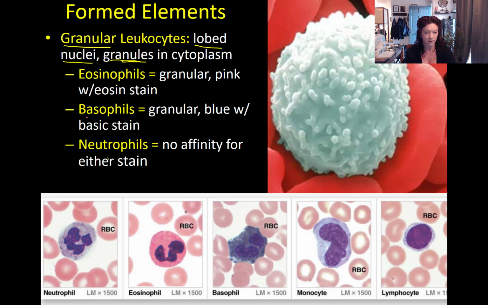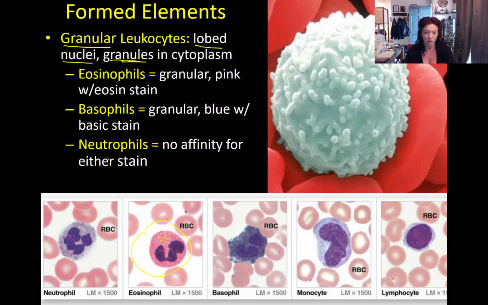The eosinophils, which are right here. These guys are very granular. You see all that texture there in the background? Those are the grains. They turn pink with an eosin stain. So if you were testing these in a lab and you were to apply that stain, any cells that are obviously larger than a red blood cell and that turn pink with the stain, that's an eosinophil.